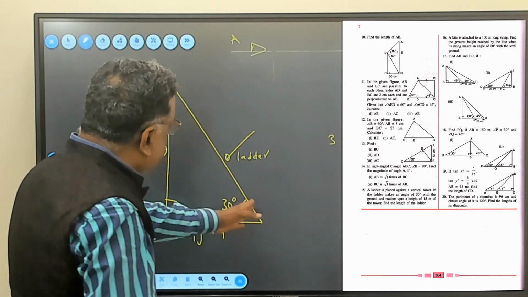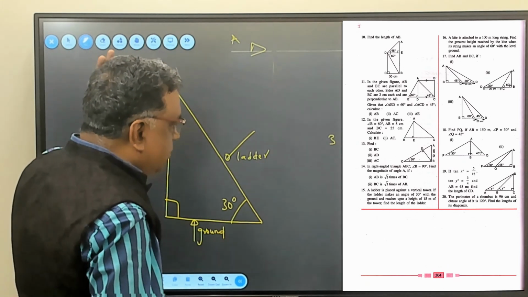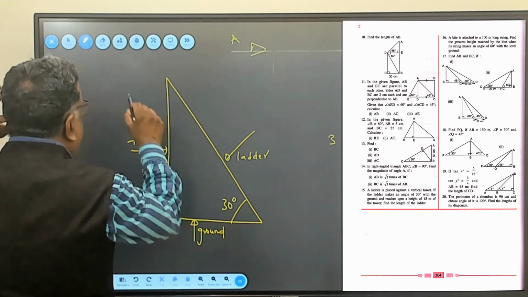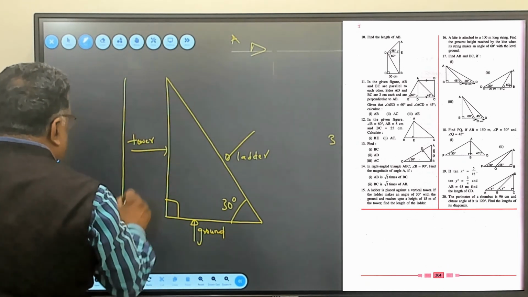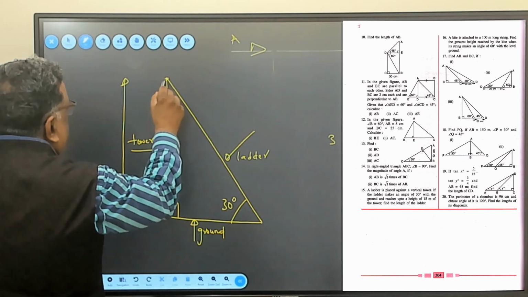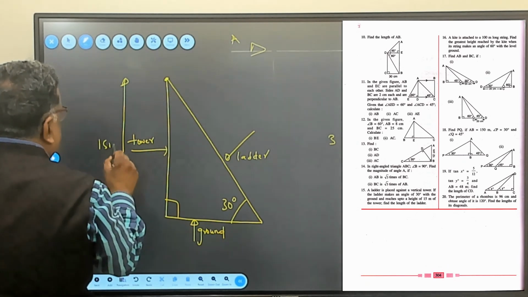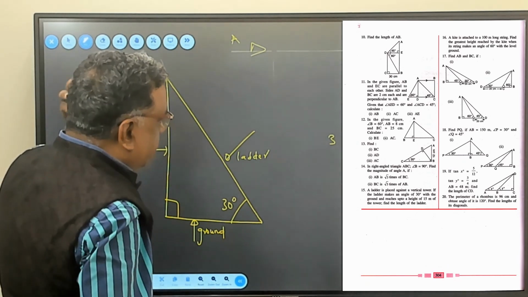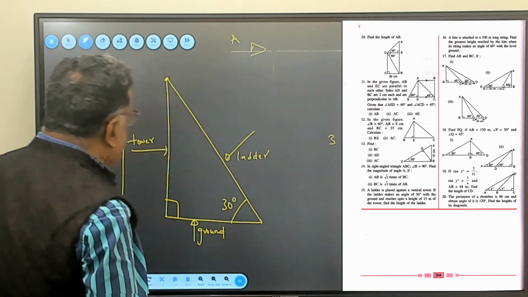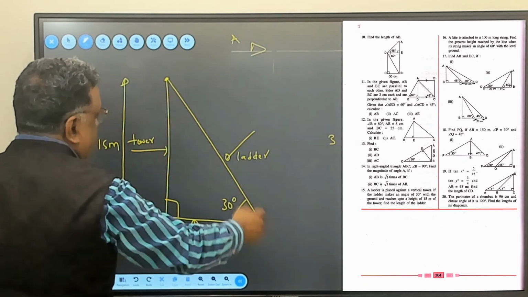It makes an angle 30 degrees with the ground and reaches up to a height of 15 meters of the tower. 15 meters, which means I am given the ladder. The top point of ladder is at 15 meters from the tower. Find the length of the ladder. So I have to find out the length of this ladder.